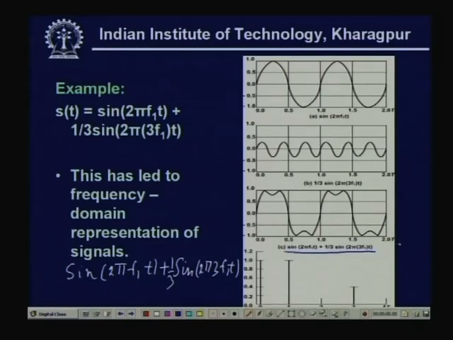However, if we analyze it with Fourier series, then we know that it has two frequency components, one of f1 and another of 3 f1. Here you see the frequency domain representation. On this side you have f, and this amplitude corresponds to the amplitude of this frequency. Here it is 1, here it is 2, and here it is 3.